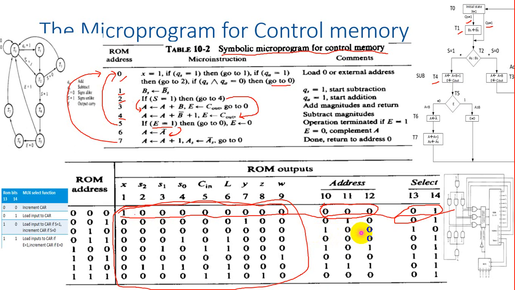You see? From T2, this is T2. At T2, the branch control bit is 10. So this 10, what does it do? Load input to the controller address register if S equal to 1.